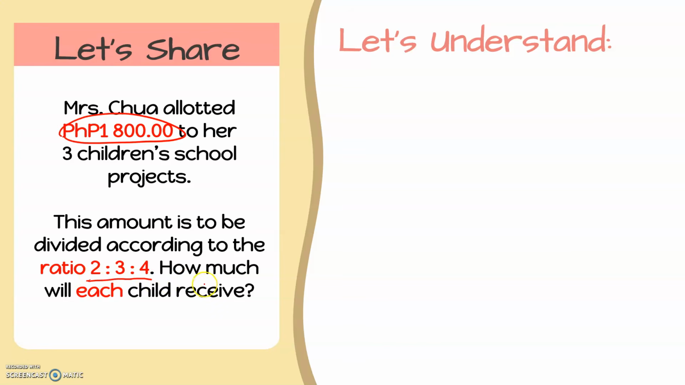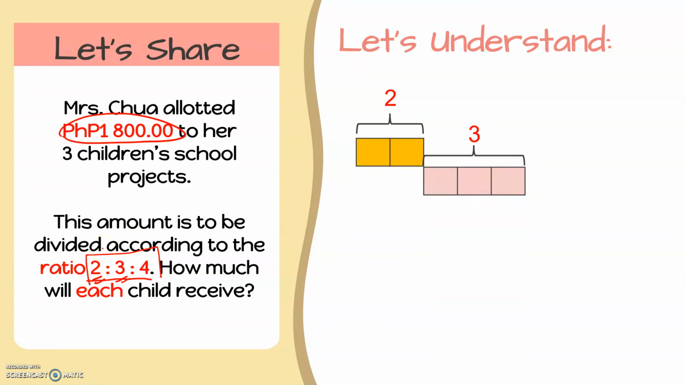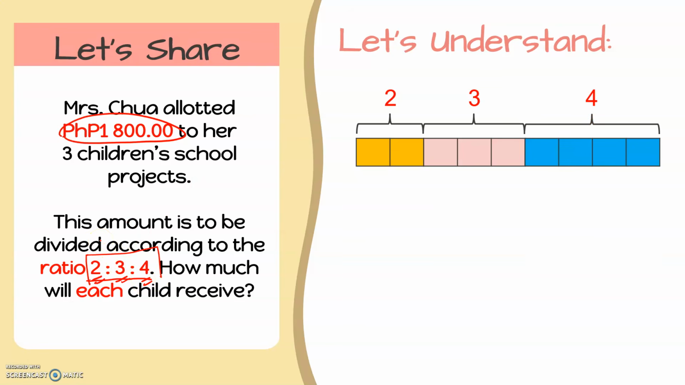Now, in answering a word problem which deals with partitive proportion, let us always remember that the numbers in the ratio given correspond to the number of parts the whole was actually divided into. Now, what do I mean by that? Let's take a look at this illustration. So, the 2 here means 2 parts of the whole. 3 here means 3 parts of the whole. And 4 here means 4 parts of the whole.